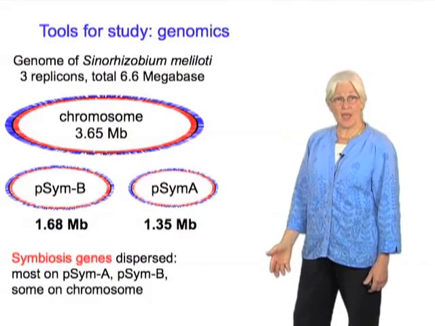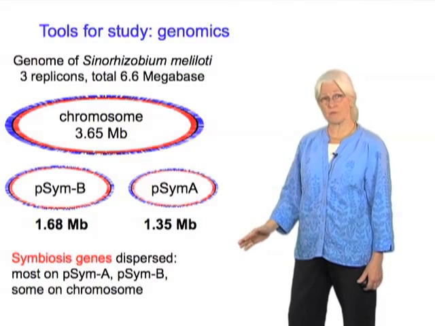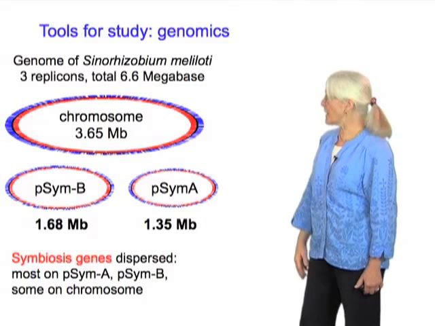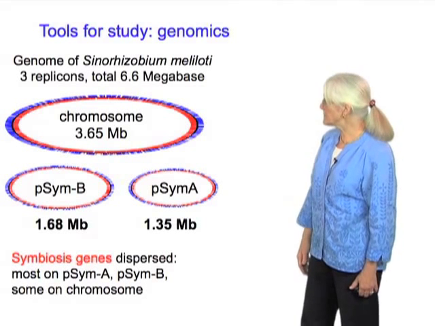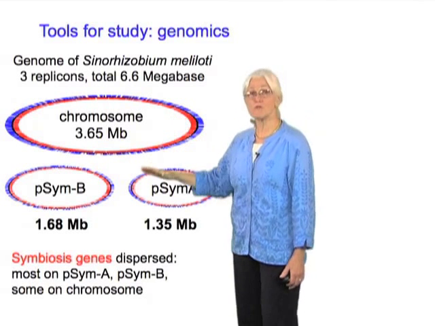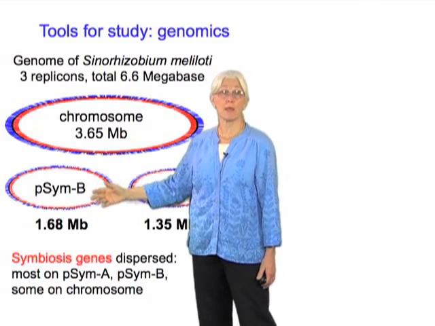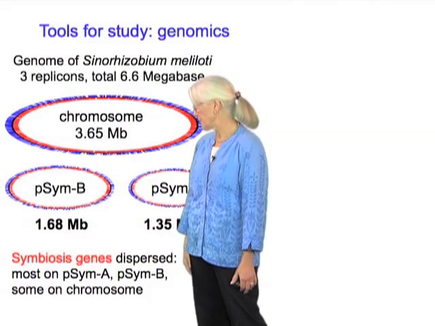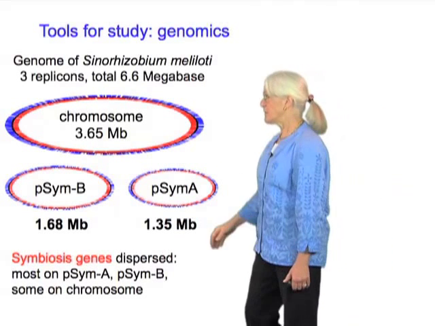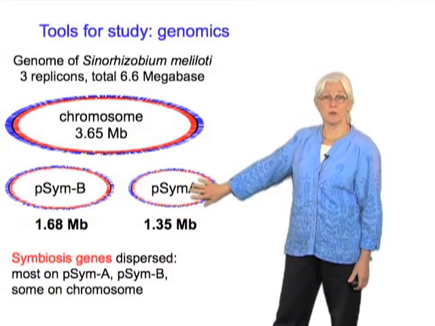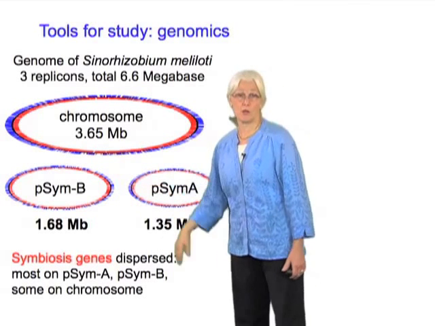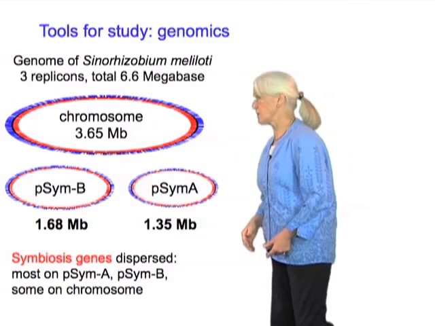Bacteria tend to have genomes between about 1 million bases for the very smallest pathogens, all the way up to 10 million bases. Rhizobium is on the large size, over 6.5 million bases, divided into 3 replication units. The chromosome, 3.65 million, and 2 very large so-called megaplasmids. They're called megaplasmids because they're more than 1 million bases each. pSymB, 1.68 million, and pSymA, 1.35 million. The nodulation and nitrogen fixation genes are located on pSymA, but in addition, there are symbiosis genes on pSymB and on the chromosome. So to some extent, the symbiosis genes are dispersed.